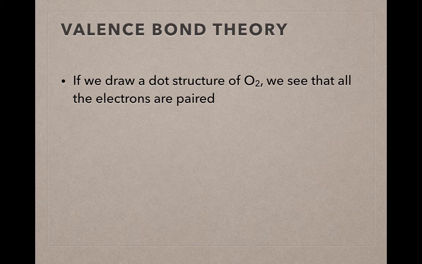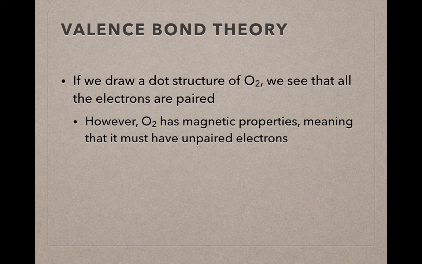And so if we take a look at a dot structure of O2, what we see is we have all the electrons paired. We have bonding pairs, we have lone pairs. However, O2 has magnetic properties. It is paramagnetic. If you look at the very first picture on the first slide, you'll see a sample of liquid oxygen trapped between two magnetic poles, and that's because O2 is paramagnetic. So it must have unpaired electrons. Well, our Lewis dot structures couldn't really explain that.